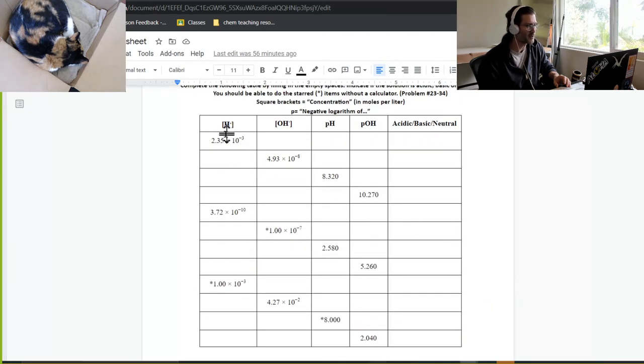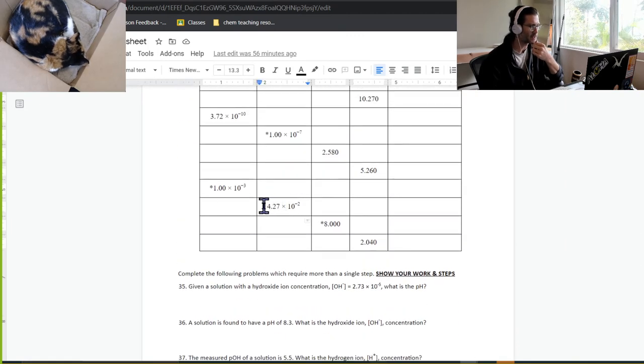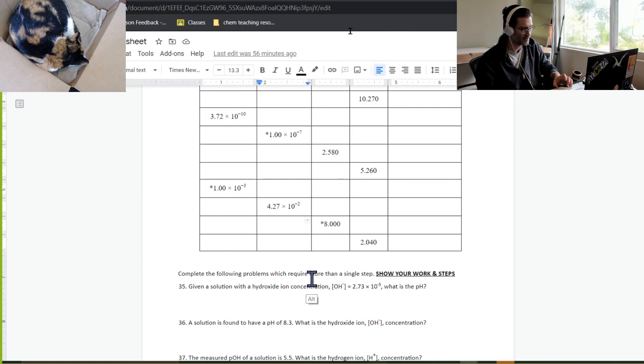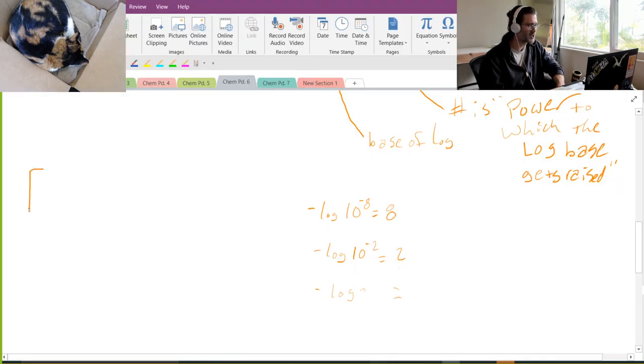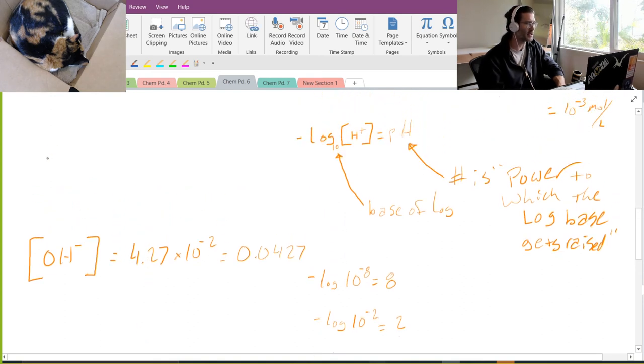So here we have a concentration of H plus and a concentration of OH minus. Okay, let's look at the concentration of OH minus. That'll be fun. This concentration of OH minus says 4.27 times 10 to the minus 2. So the concentration of OH minus equals 4.27 times 10 to the negative 2, which is 0.0427.